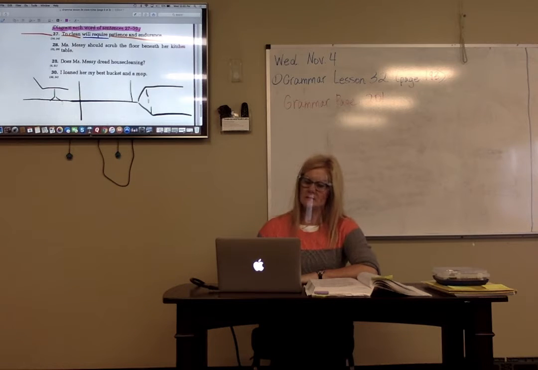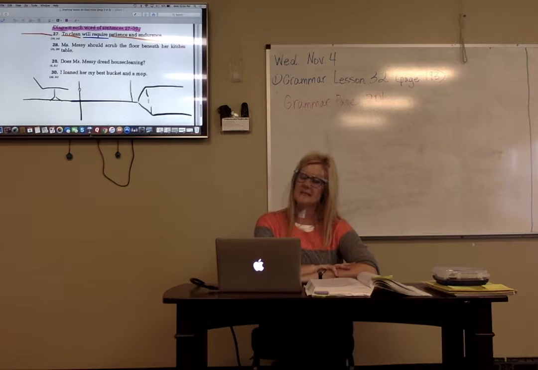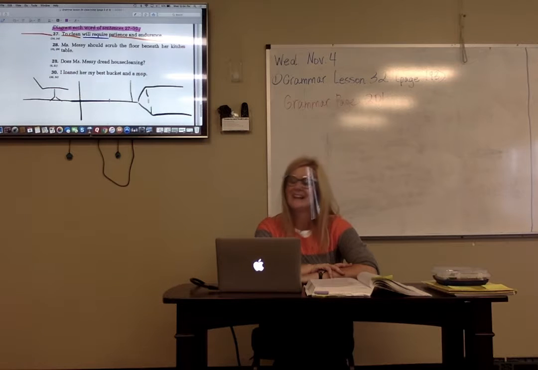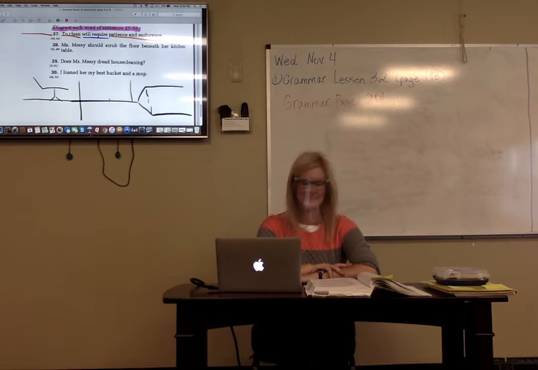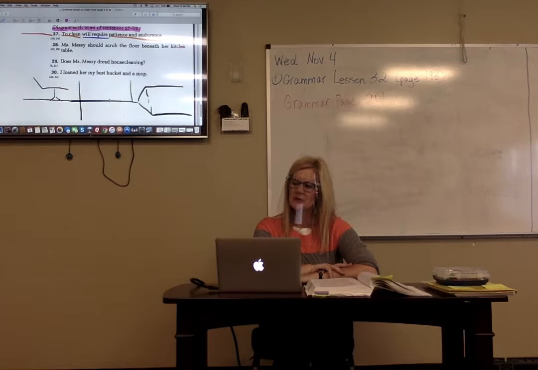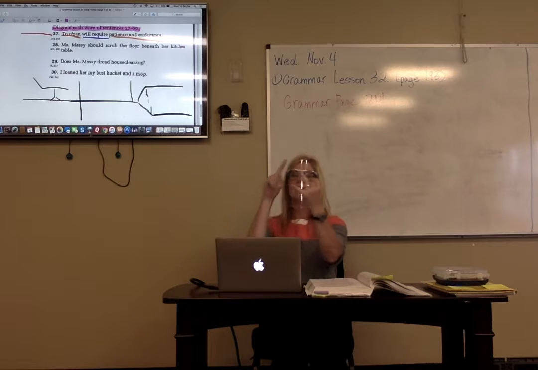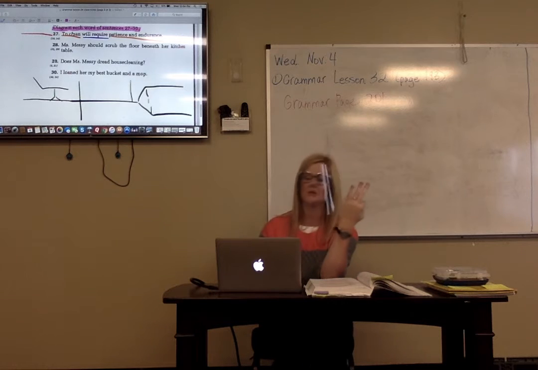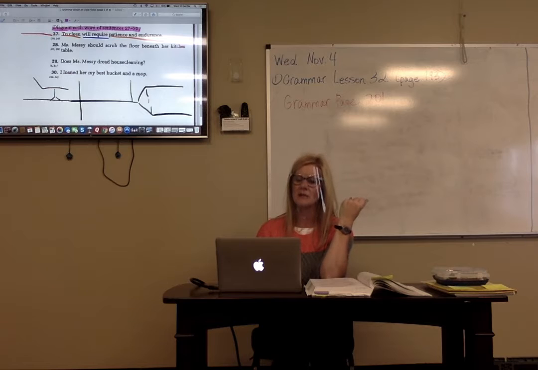All right. Let's do 28. AC, would you read that sentence for us, please? Miss Messy should scrub the floor beneath her kitchen table. All right, let's find the subject, verb. Is there a direct object? Those three things first. Everybody, what is the subject? Miss Messy. What is the verb? Should scrub. Is there a direct object? Yes, what is it? Floor.